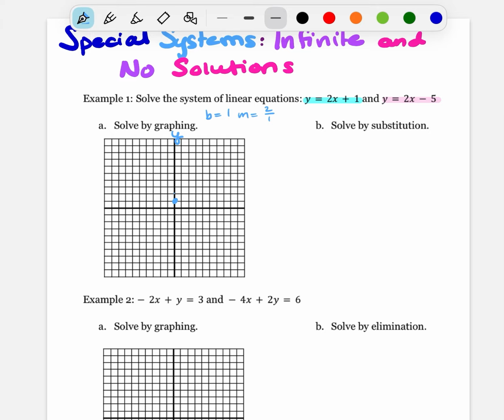And then I'm going to go up 2 and to the right 1, up 2 and to the right 1. And I can also graph down 2 and to the left 1. Down and left are both negative. Negative divided by a negative is a positive, so it's just helping me plot it in the other direction. And I'm going to graph my line there.